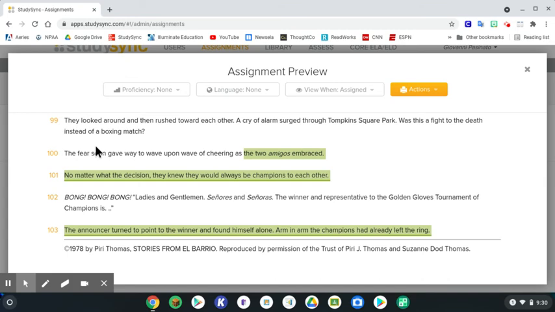A cry of alarm surged through Tompkins Square Park. Was this a fight to the death instead of a boxing match?